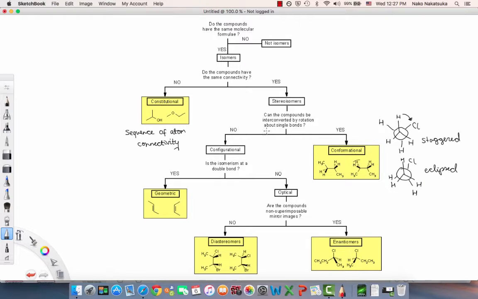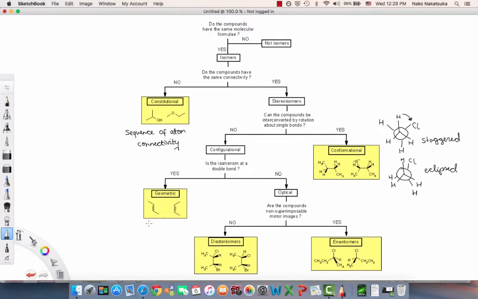If the compound cannot be interconverted by rotation around single bonds, then we have configurational isomers. And within the configurational isomers, we have a couple of things that we're going to talk about in greater detail later on. So configurational, let's keep going, is the isomerism at a double bond? Yes, then it's a geometric isomer.